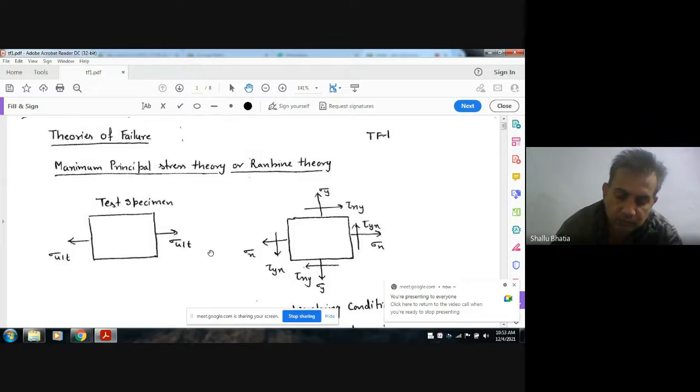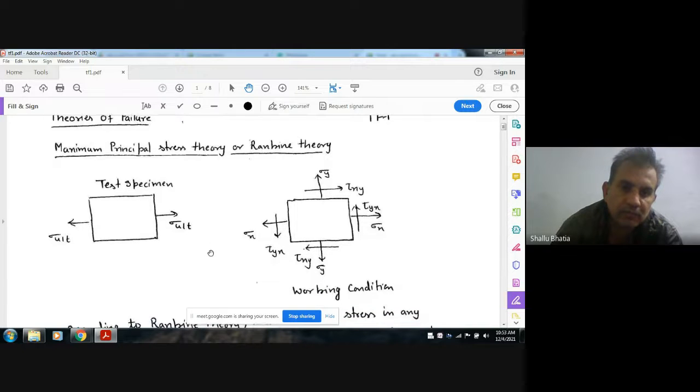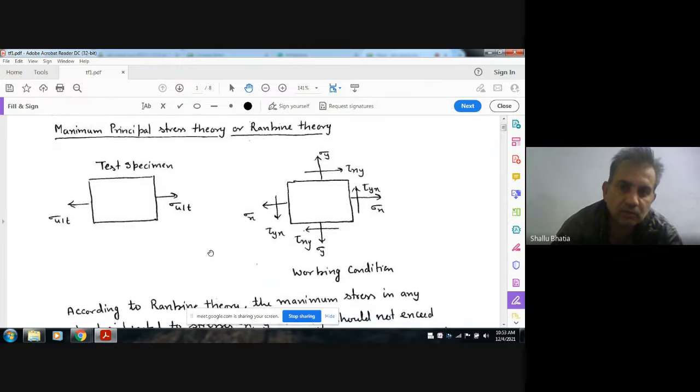So the first theory is maximum principal stress theory, or Rankine theory. In Rankine theory, the ultimate stress is the failure criteria, or principal stress is the failure criteria. This is the working specimen, and this is the test specimen. Here in the working specimen, sigma x, sigma y, tau x y are active, or a complex system of stresses is acting.